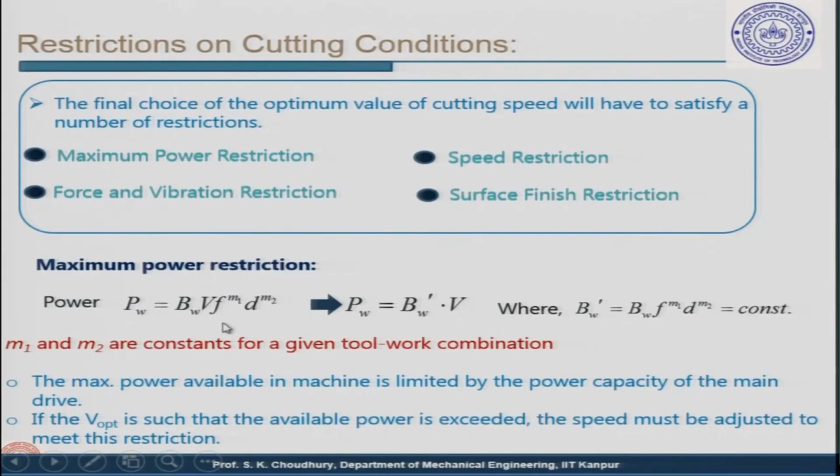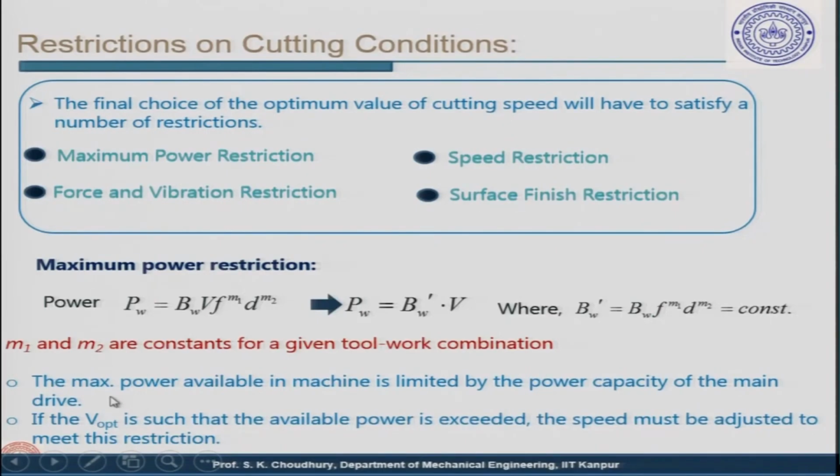So, overall we can say that Pw, that is the power, is constant if we take f as not changing and d as not changing, and take only the cutting speed. Then it will be constant Bw prime, where Bw prime is Bw f to the power m1 d to the power m2, which is constant because only v is variable. In this equation, m1 and m2 are constant for a given tool work combination.